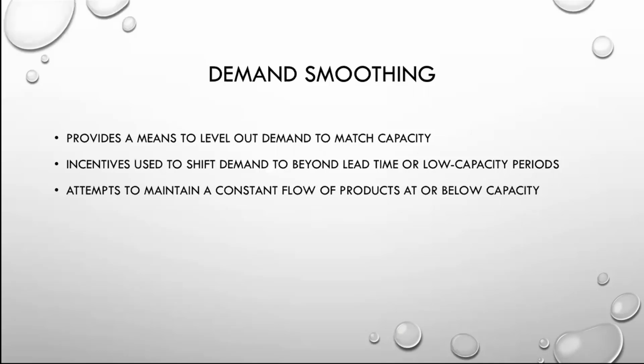So this is used in an attempt to maintain a constant flow of products at or below capacity. And that's important to understand. Demand smoothing is a very good strategy that can be used to relieve pressure on your supply chain so that you can either address lead time or increase capacity. Usually when we deal with demand smoothing, we're looking at capacity. We're looking at where your demand is relative to capacity.